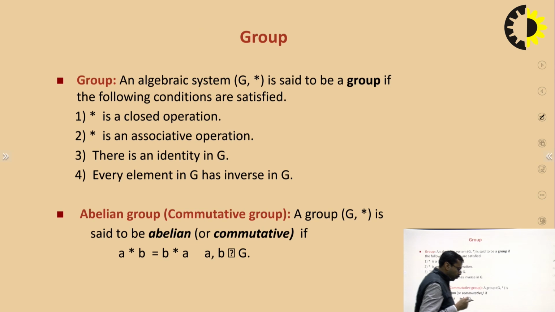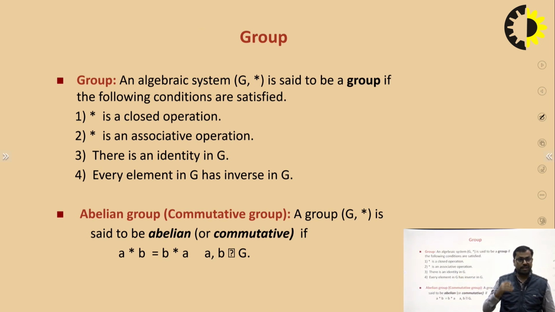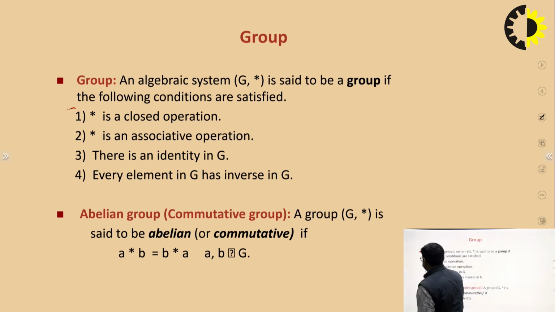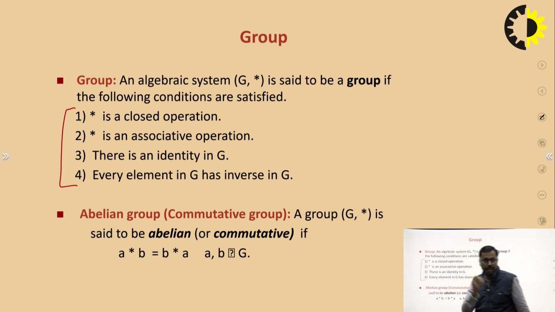The very important topic is the group. A group is an algebraic system. G comma star is said to be a group if it follows some conditions. The first one is the closure property, the second one is the associative property, the third one is the existence of the identity, and the fourth one is that every element in G has an inverse value in the structure of the group.